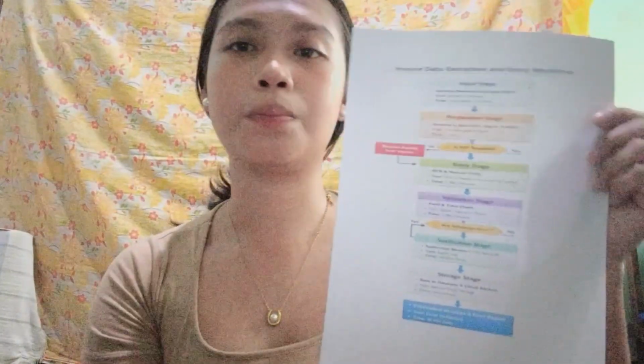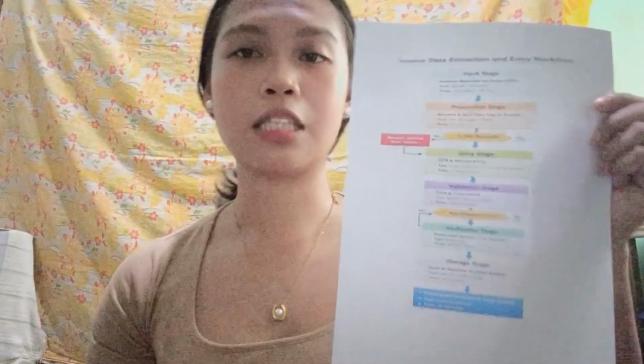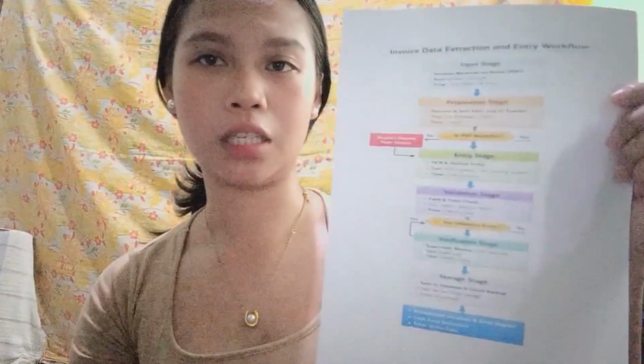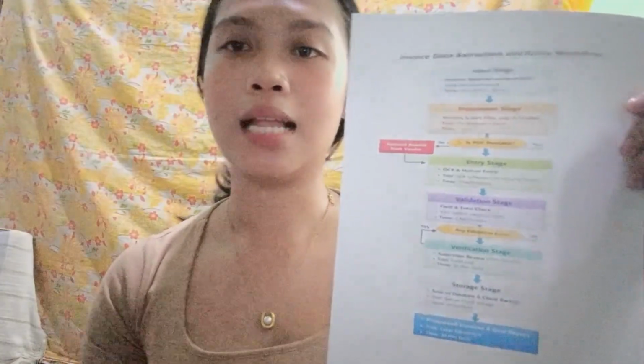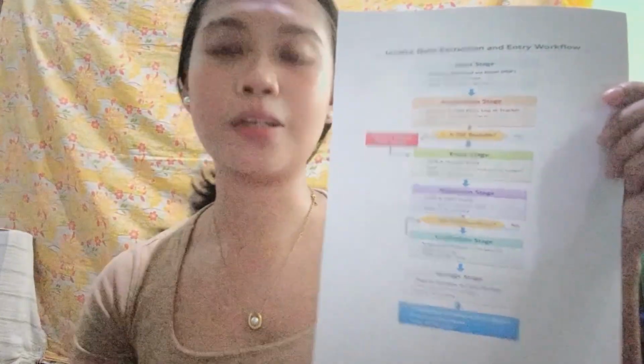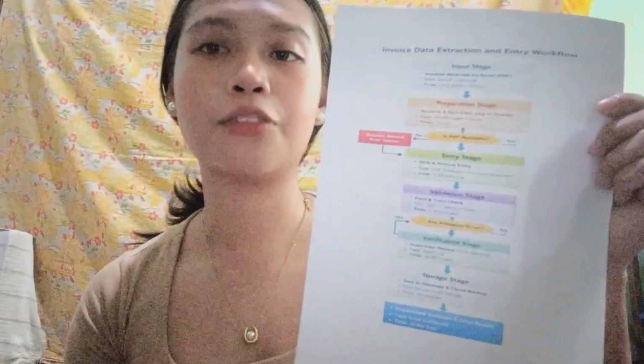So the purpose of the entry stage is that OCR software speeds up the data extraction, especially for structured invoices. However, manual checking is still necessary to handle multiple line items and ensure numerical accuracy. This stage takes approximately 5 minutes per invoice. And the tools we use are the OCR software and the accounting system.